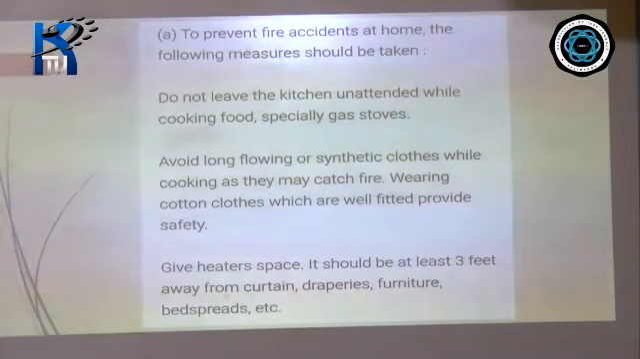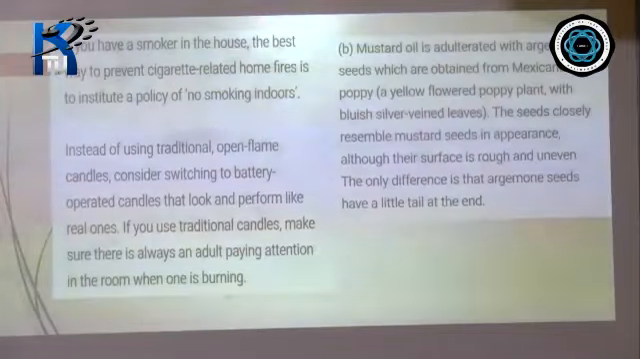So they have mentioned that to prevent fire accidents at home, we must not leave the kitchen unattended, especially gas stoves. We must not wear synthetic clothes or very loose clothes while cooking. Cotton clothes are preferable. Give heater spaces. That means we should not keep a heater close to curtains, furniture, bedspreads, etc.